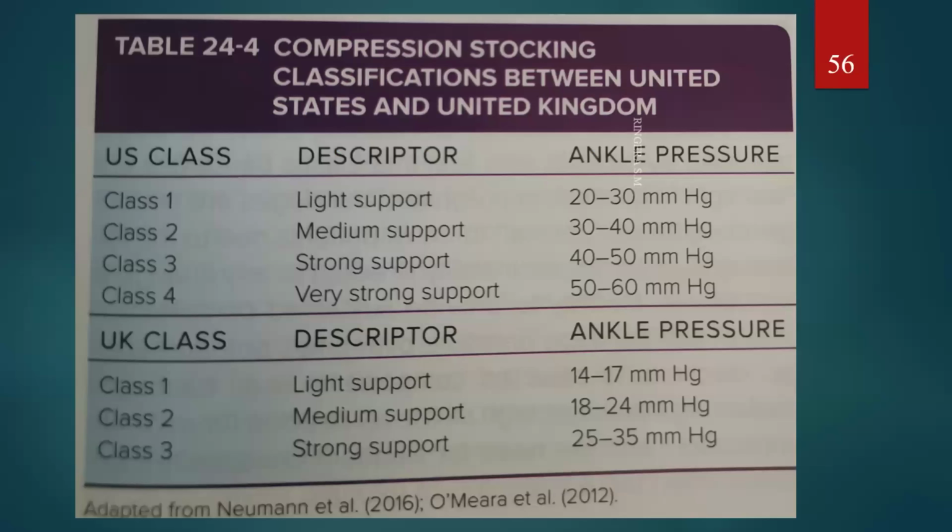Yeah, so that table shows the difference between the US and the UK classification because they differ. The US classification has class 1 up to class 4, but the UK classification has class 1, 2, and 3. So if you're dealing with products from these countries, you will know what describes a class 1 US classification and what describes a class 2 or class 3 of the UK classification.